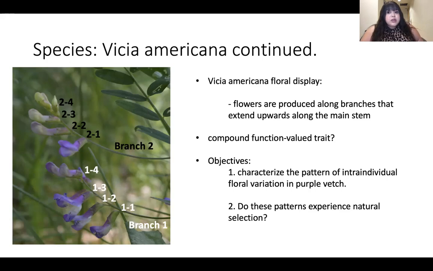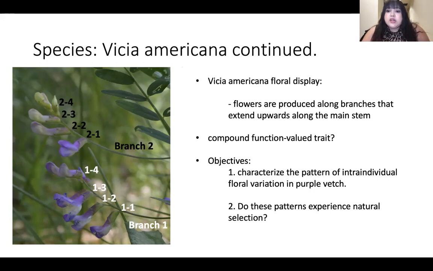Vicia americana is commonly known as the purple vetch, and it is part of the pea family. This plant produces a unique type of floral display. Flowers are produced along the branches, and these flower-bearing branches extend upward toward the main stem. As you can see here, each branch may have the same number of flowers or different numbers. It usually does vary between branches, anywhere from 1 to 10 or anywhere in between.